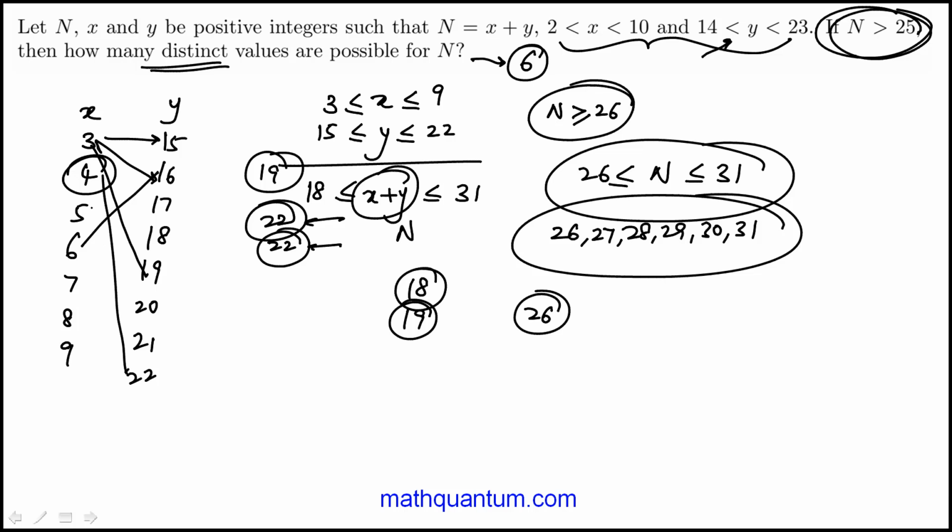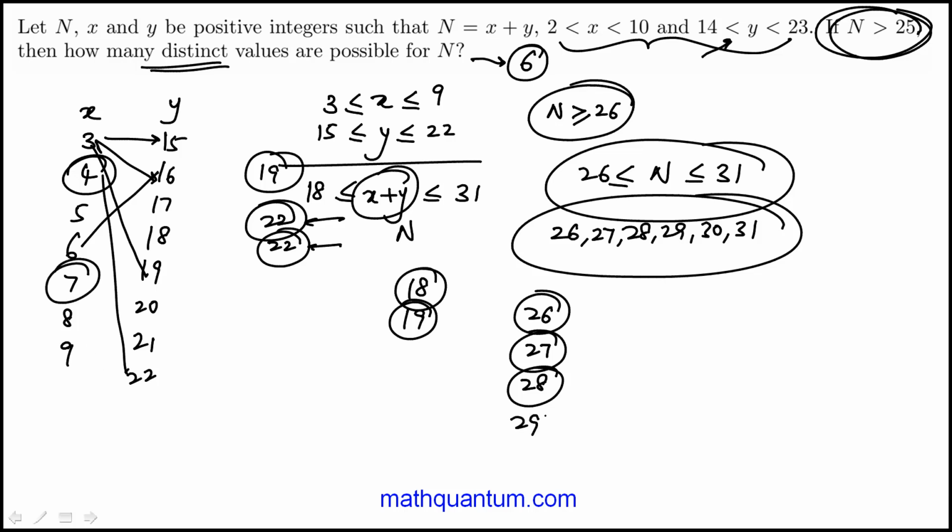And then you do the same thing with 5, and you say 5 and 22. That gives me 27, and so on and so forth. So you could take that route. 6 and 22, that's 28. 6 and 21 is already counted.